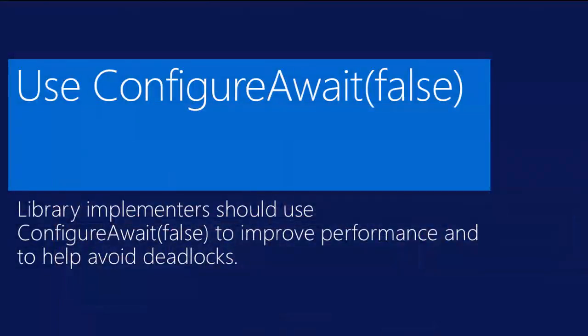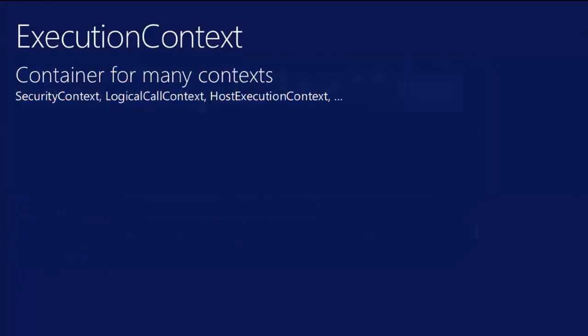And so if you're a library implementer, you should use ConfigureAwait(false) to improve performance and help avoid deadlocks, right, in the user code. If they're going to actually go and block on your method, you don't want to screw them over, right?